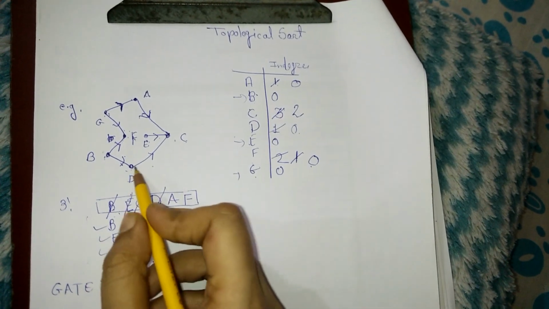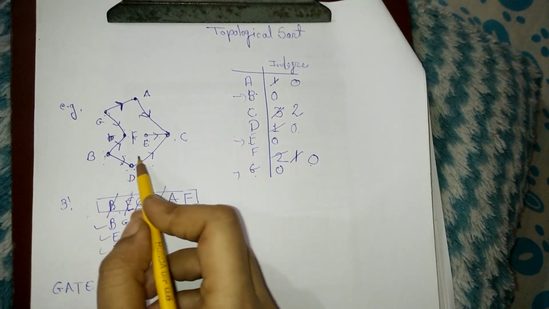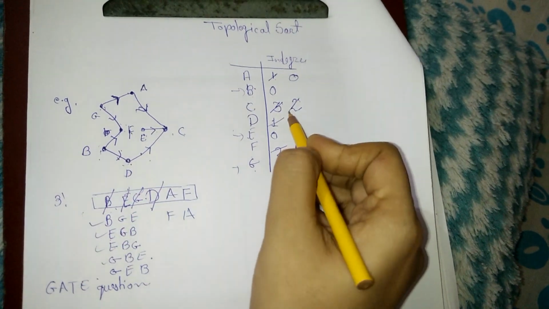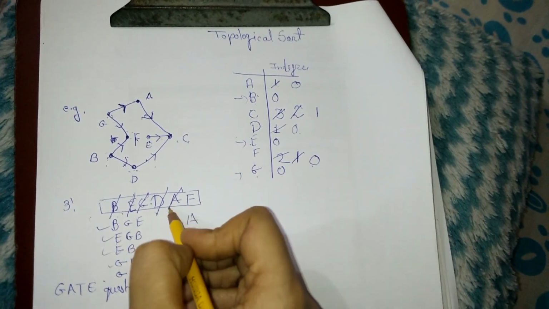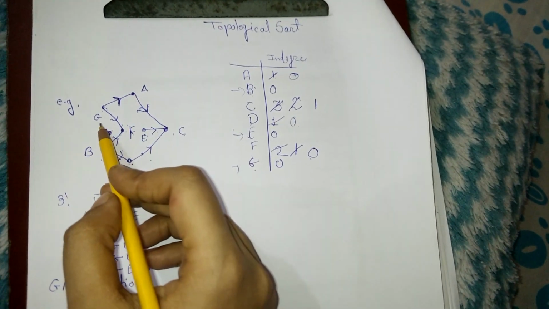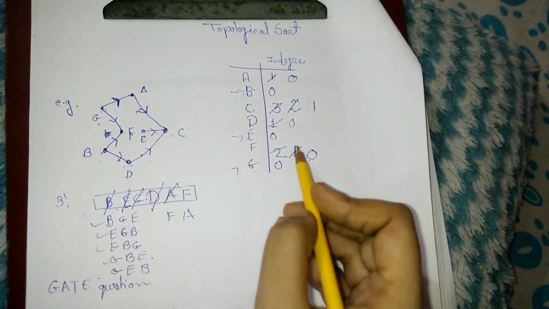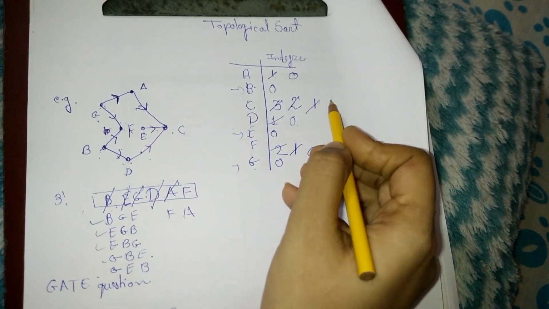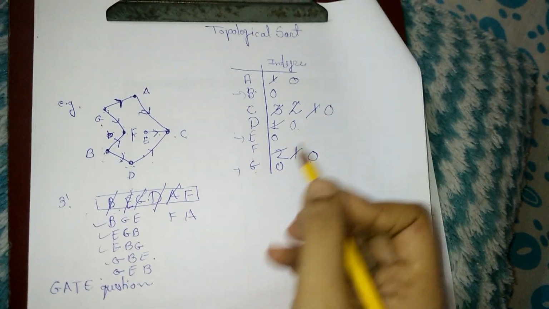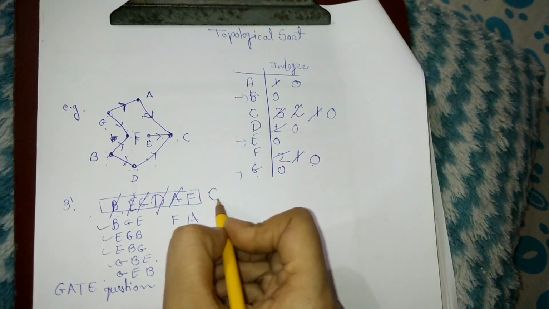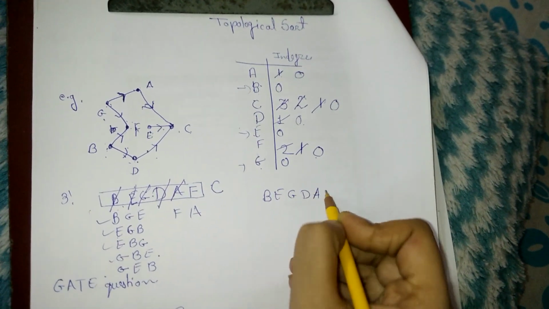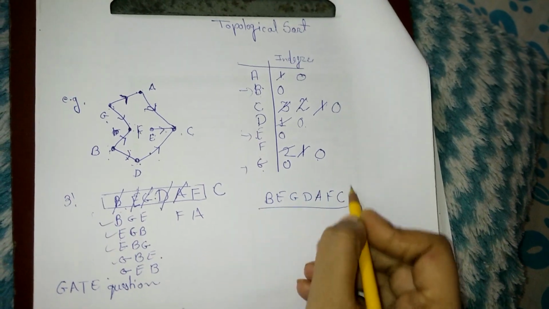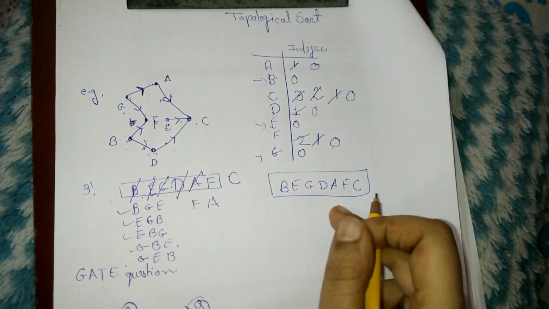Next we visit D. D has neighbors B and C, so we will decrement the in degree of C by 1. Then we visit A. A has neighbors G and C, so we will decrement the in degree of C by 1. So it becomes 0, and lastly we visit C. So B, E, G, D, A, F, C will be one sequence of topological sort.